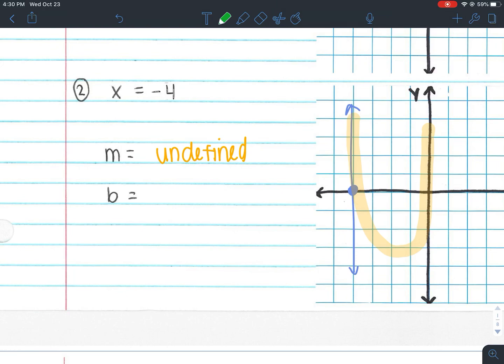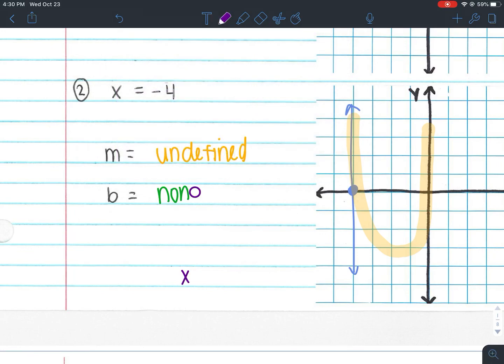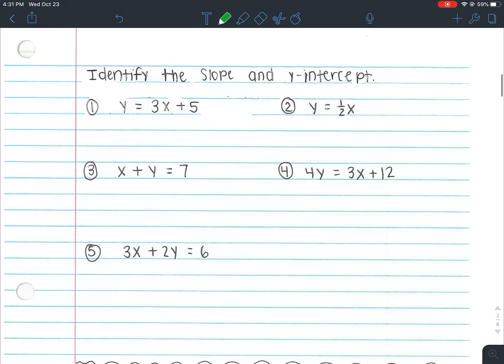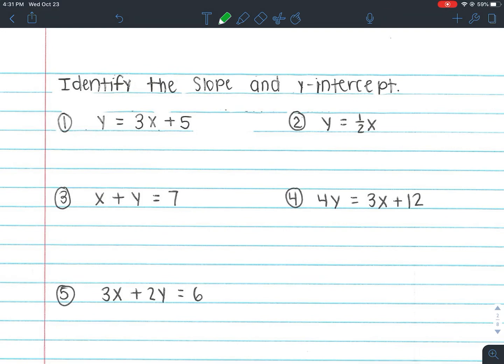Do we have any y-intercepts here? No, we don't. And the reason why we don't have any is because this is a vertical line and it's parallel to the y-axis and it's never going to intersect. So there are no y-intercepts. However, there is one type of intercept, and it's an x-intercept. So we do have an x-intercept, and it is the point (-4, 0). Okay, so that's just a review over those two. Again, if you're confused on those, then you do need to catch up by watching the other video.